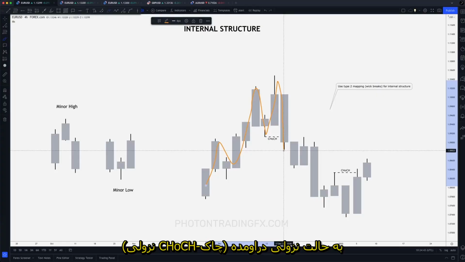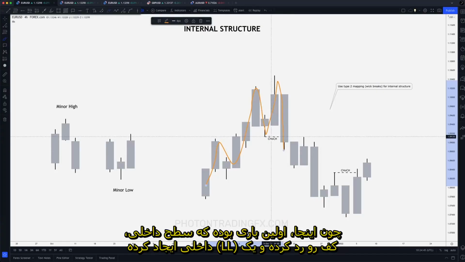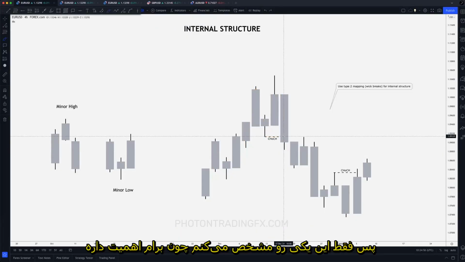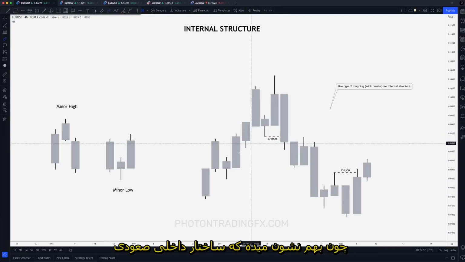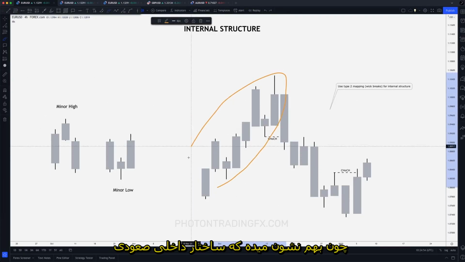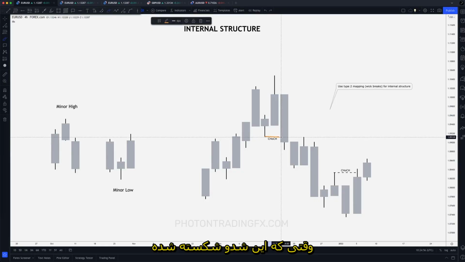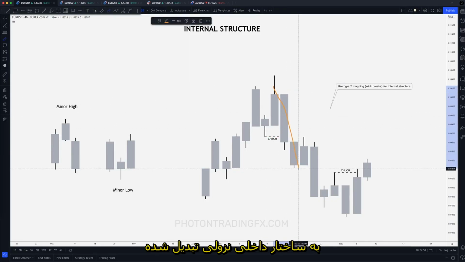And then we get a bearish change of character, okay? Because this is the first time that the internal structure takes out that low to form an internal lower low. So that's the only one I label because that's the only one I'm interested in, because it just shows me that we've gone from bullish internal structure to the moment we wick break this, we now have bearish structure, okay?